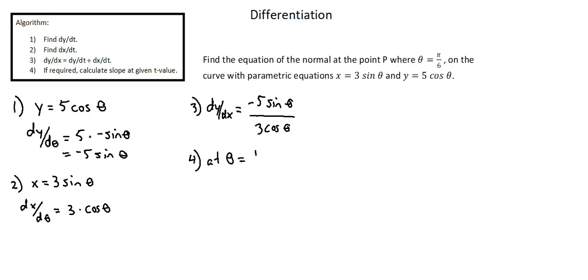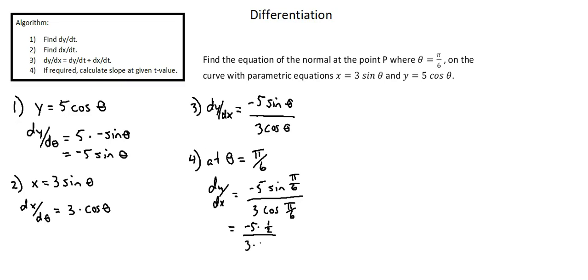At theta equals pi over 6, the derivative of y with respect to x is negative 5 sine of pi over 6 divided by 3 cosine pi over 6, and continuing, negative 5 times sine of pi over 6 is negative 5 over 2. In the denominator, 3 times cosine of pi over 6 is 3 root 3 over 2. We can eliminate the 2 in the denominator of the numerator and the denominator of the denominator, simplifying to negative 5 over 3 root 3.